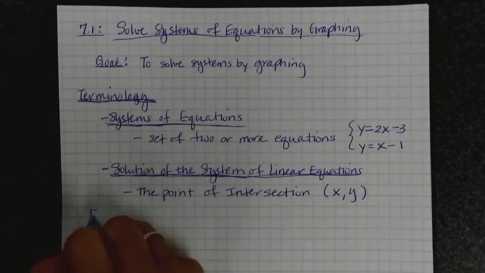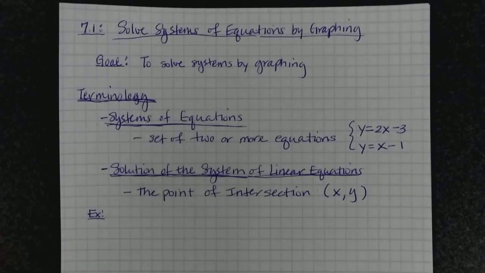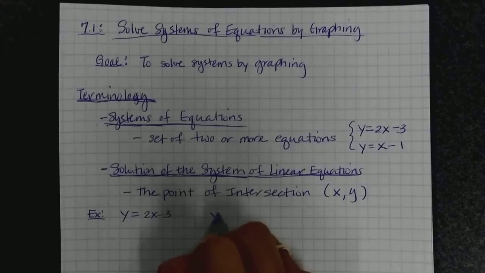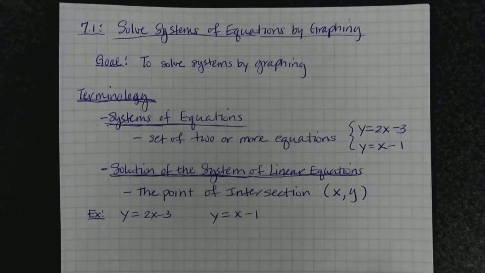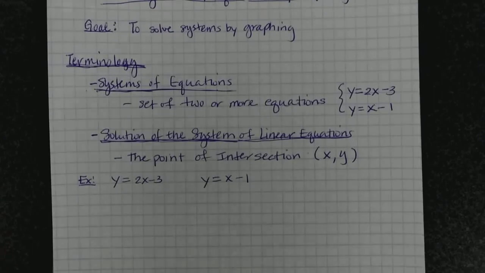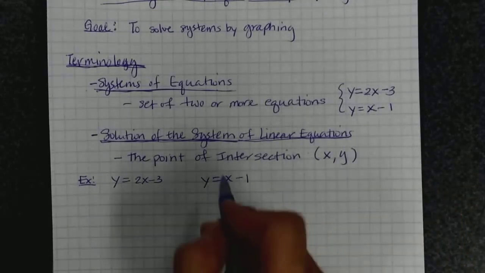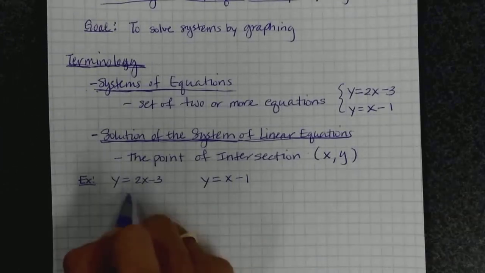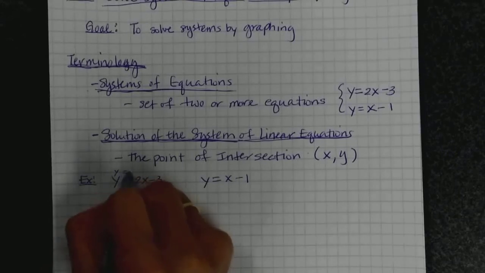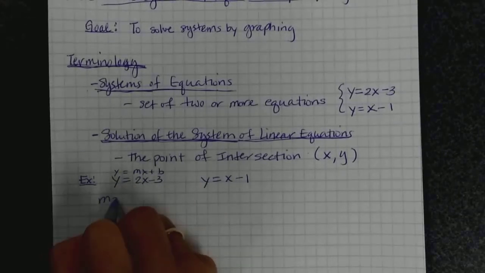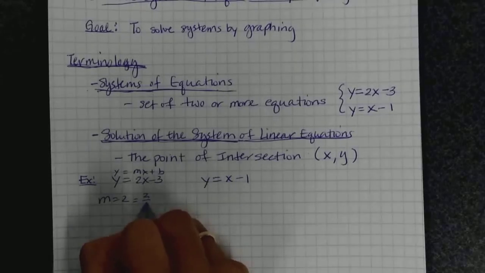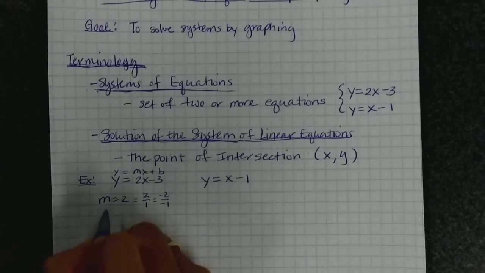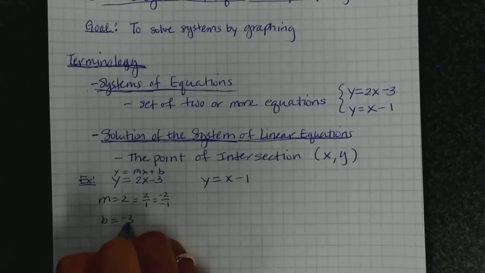So if I take these two lines, y equals 2x minus 3 and y equals x minus 1, to solve the system we graph these two lines and look for the point of intersection. This is in the form y equals mx plus b. The slope is 2, which I can write as 2 over 1 or negative 2 over negative 1. It still gives me positive 2. And the y-intercept is negative 3.